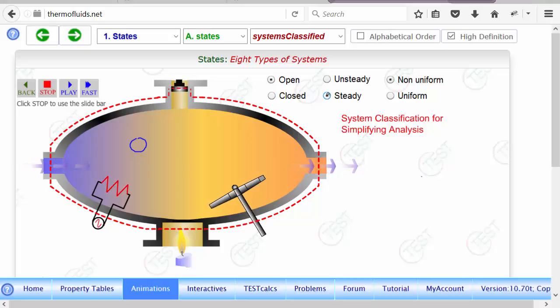A practical example could be a block of copper you're heating. If it is getting hotter and hotter, and you take a picture, it will be an unsteady system because the picture will be changing with time.